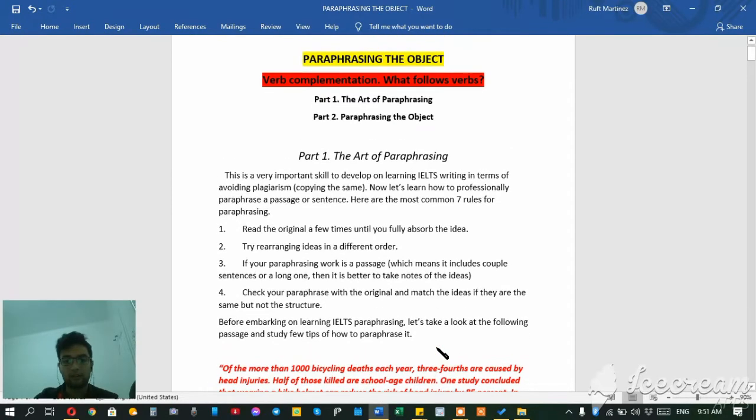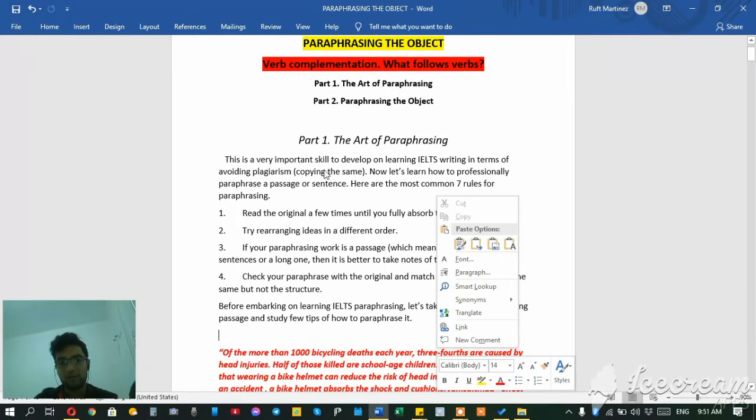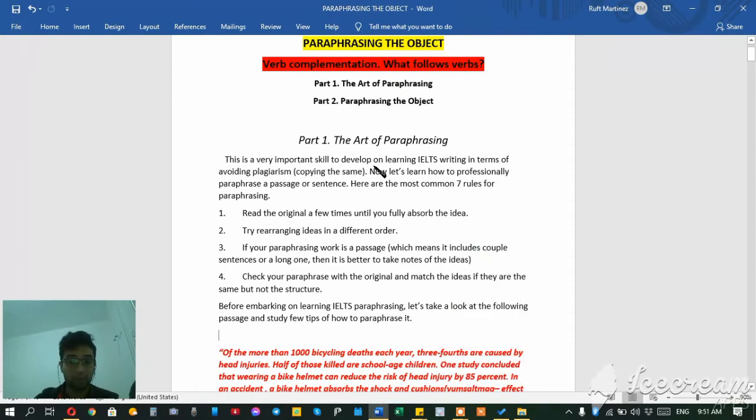As I said before, this is a very important skill to develop when learning IELTS writing in terms of avoiding plagiarism. Plagiarism means copying the same. I told you before that you should not copy the same word. You should not write the same word a second time. It's not a good thing in IELTS, either in Task 1 or Task 2.